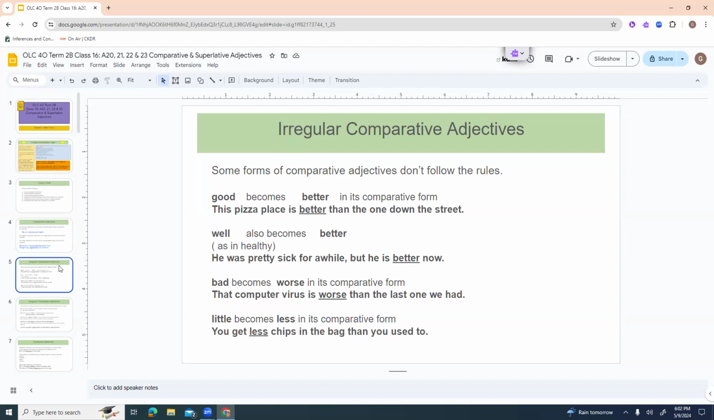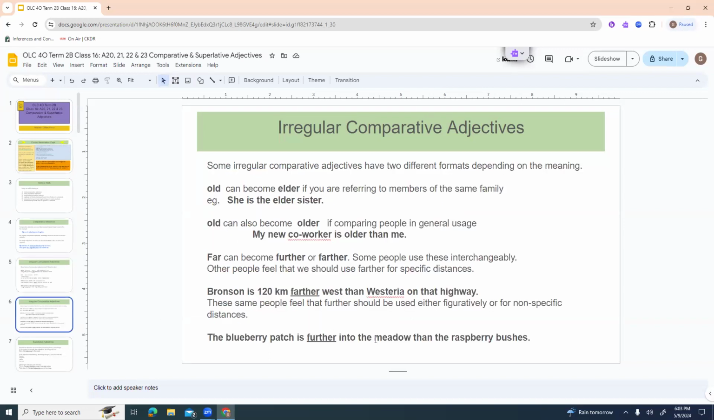Bad becomes worse in its comparative form. That computer virus is worse than the last one we had. We don't say badder. Little becomes less in its comparative form. You get less chips in the bag than you used to. We don't say you get littler chips in the bag than you used to. It's just one of those things that have developed over the years. I don't know that there's any logical reason for these. They just kind of are. Unfortunately, things you have to memorize.